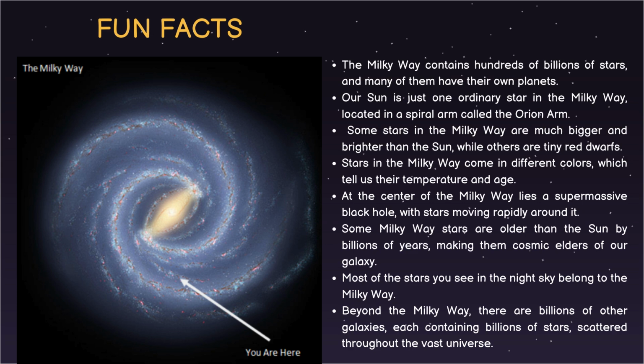At the center of the Milky Way lies a supermassive black hole, with stars moving rapidly around it. Some Milky Way stars are older than the Sun by billions of years, making them cosmic elders of our galaxy. Most of the stars you see in the night sky belong to the Milky Way. Beyond the Milky Way, there are billions of other galaxies, each containing billions of stars, scattered throughout the vast universe.